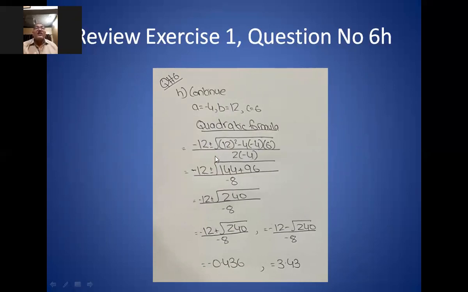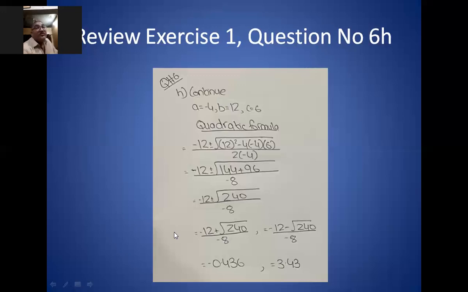So you will have -12 plus minus under root, it is 144, minus will be plus, 4 into 4 into 6 will be 96. And 2 into -4 will be -8. So you will have -12 plus minus under root 240, the whole thing divided by -8. Now you will have two situations. So on your calculator, you will enter -12 plus under root 240 equal divided -8 equal. The answer you will get will be -0.436.